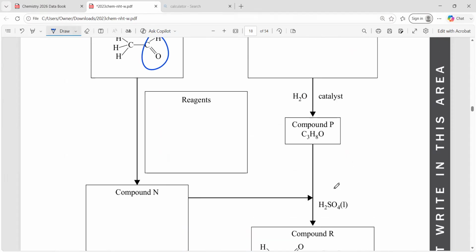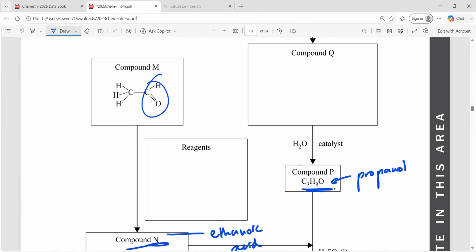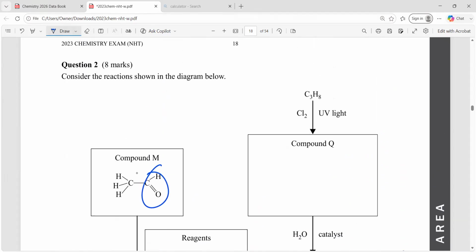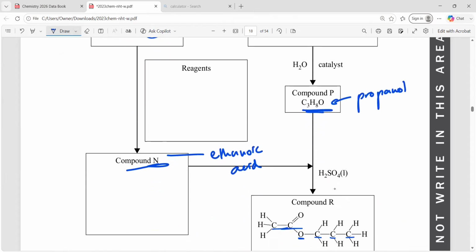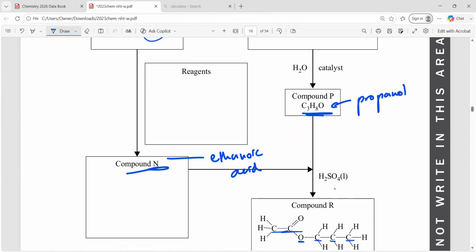So as we can understand, this is probably propanol. Okay, it just has one oxygen, which means compound N would be ethanoic acid, right? So we are basically converting an aldehyde into ethanoic acid. For those who don't know, basically this would have been ethanol first, then oxidized to form compound M, which is ethanal, and then further oxidized to form ethanoic acid. Okay, so normally speaking, we want to add oxidizing agents.